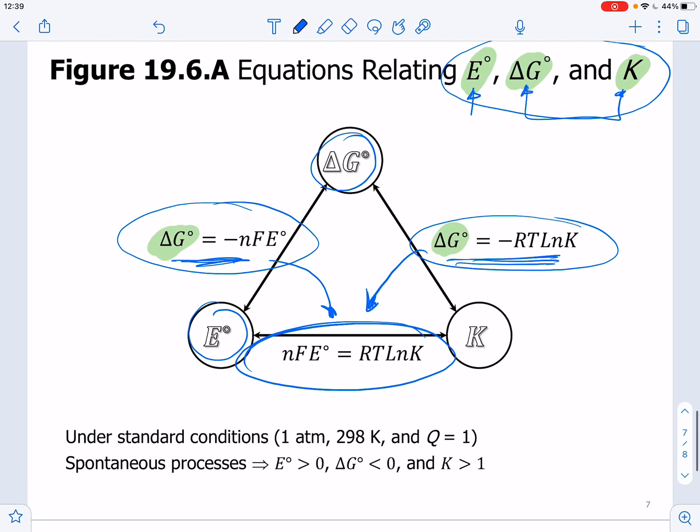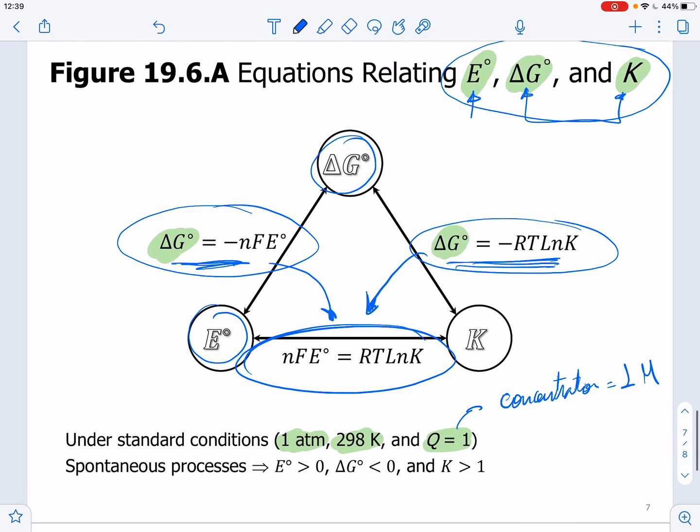And the other thing that I want you to remember is that if you are working under standard conditions, that means if there are gases involved, they have to be at 1 atmosphere of pressure. The temperature has to be 298 Kelvin, and Q has to be equal to 1. Q equal to 1 pretty much means that the concentration is equal to 1 molar. Pressures 1 atmosphere, concentrations 1 molar. That's what Q equal to 1 means.